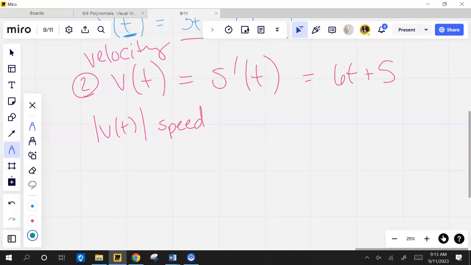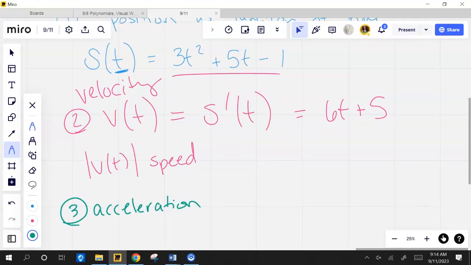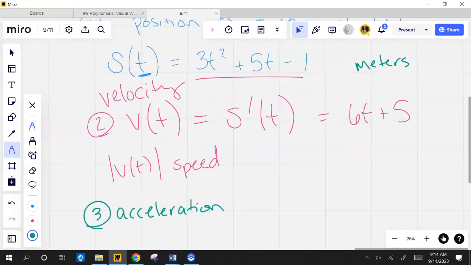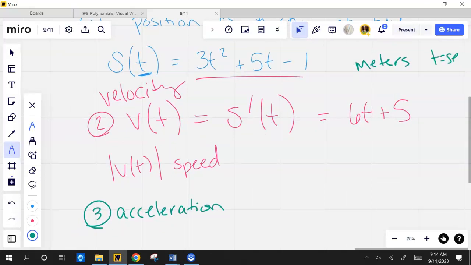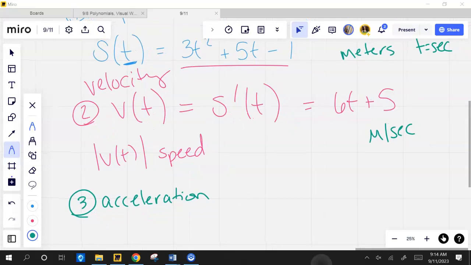All right, thing number 3 is acceleration. Now remember, each one of these is a rate. Let's say position was in meters and time was in seconds. Then my velocity would be in meters per second, because it's a rate. My acceleration is a rate as well.